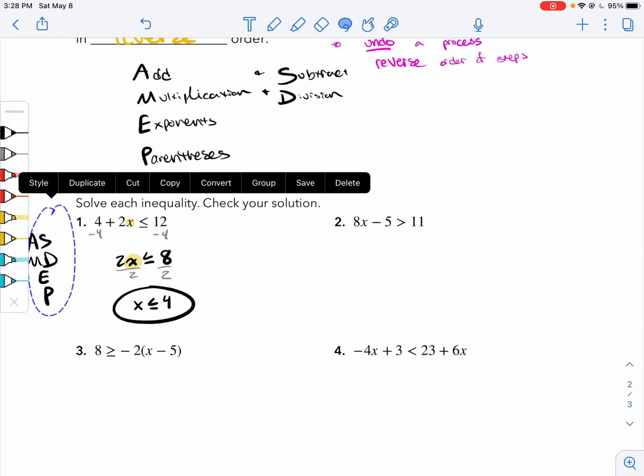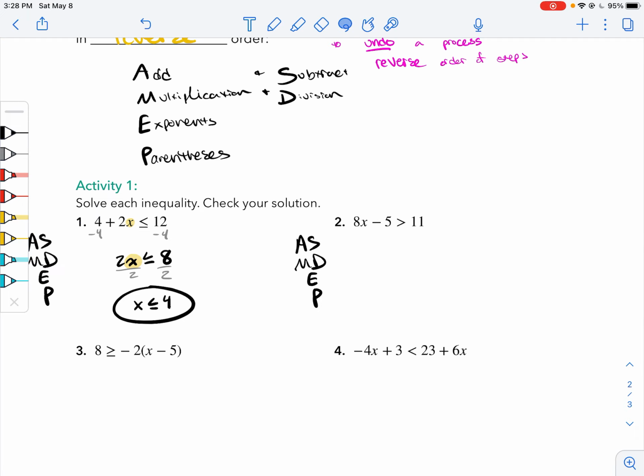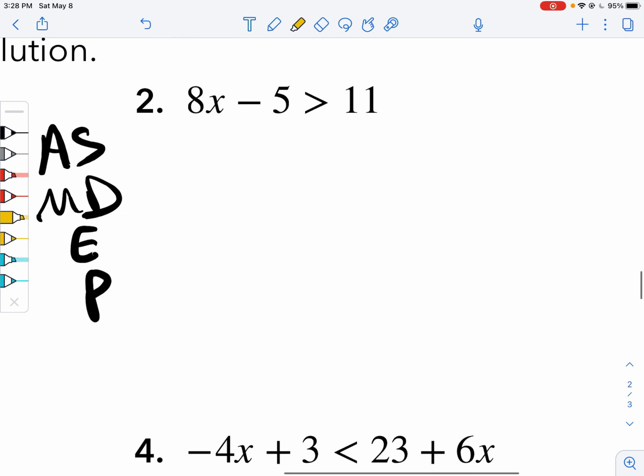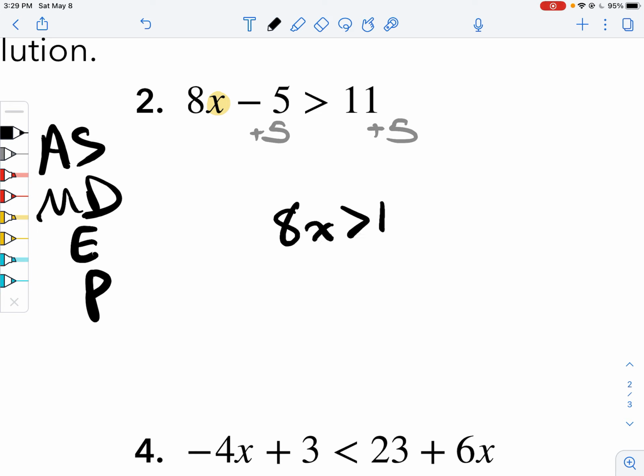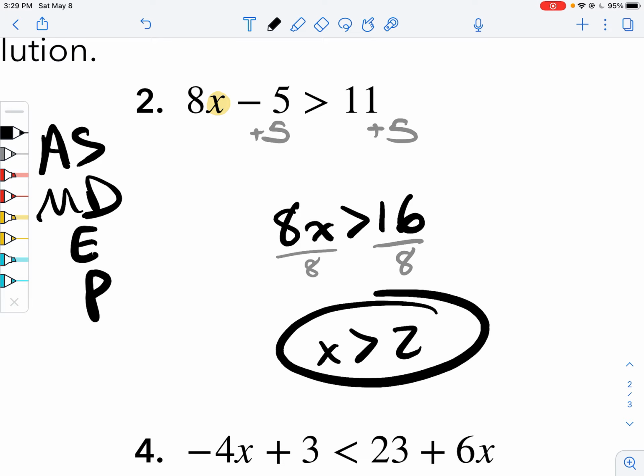What's the first thing we want to undo here? First thing we want to undo is addition or subtraction. So we're going to use addition to undo that subtraction, giving us that 8x is greater than 16. Next, we want to use multiplication and division. Dividing by 8 will undo that multiply by 8. We have x is greater than 2.